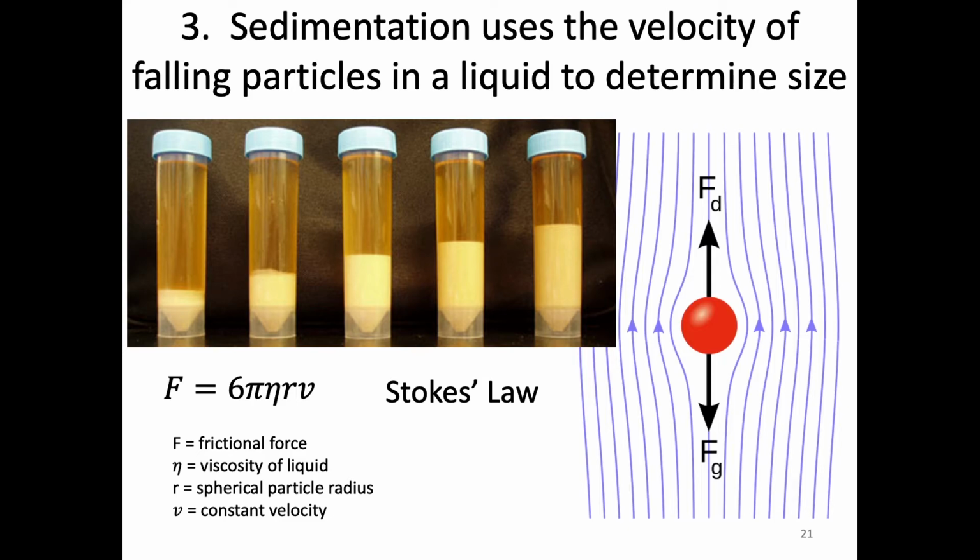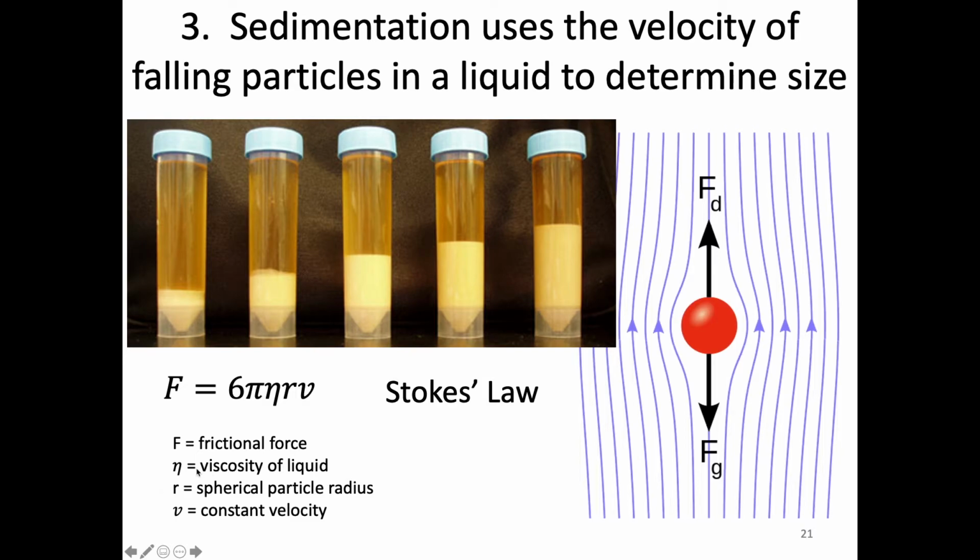And so we can use Stokes' Law, which tells us about the force acting on a particle in a liquid, and therefore can give us the velocity and tell us how long it's going to take to reach the bottom of the vial. So if we go through this, there's going to be a frictional force on the particle in a liquid. So that's F here. And it's going to be a function of the viscosity of the liquid.